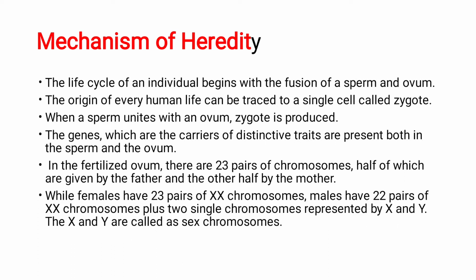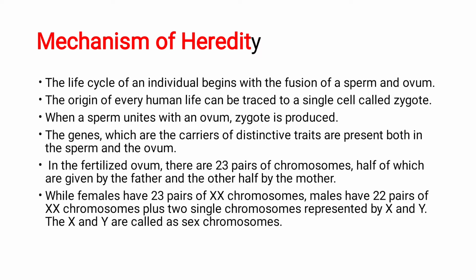Next, we will see the mechanism of heredity. Life starts from the fusion of the sperm and ovum. Once the sperm and ovum fuse, they form a single cell, the zygote. So when a sperm unites with an ovum, what is produced? Zygote is produced.